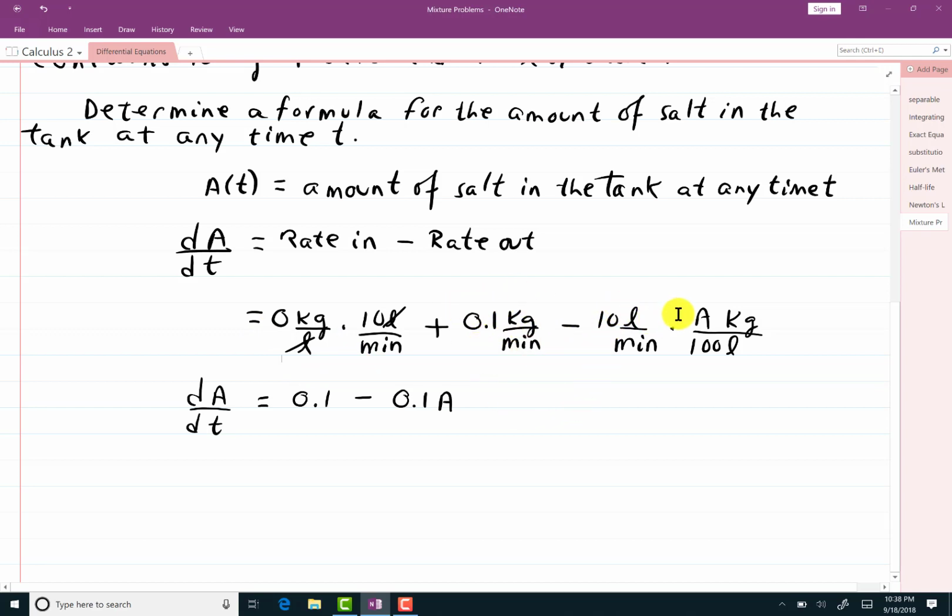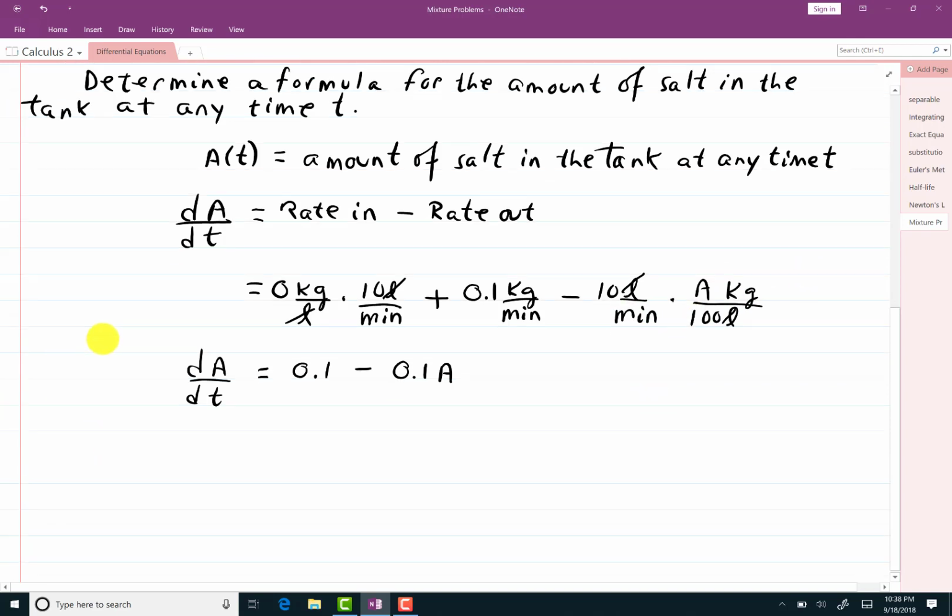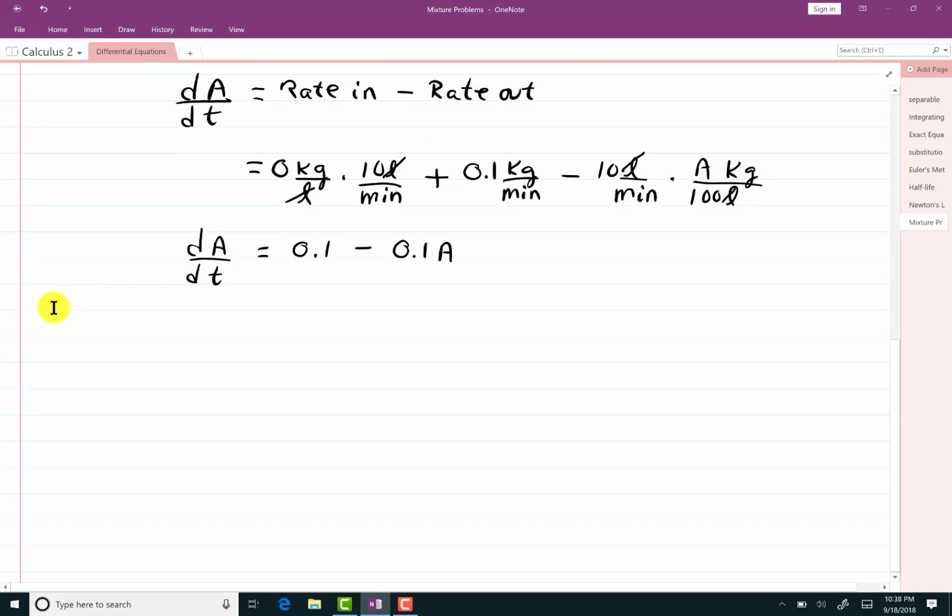And then over here, you can see the same thing. The liters cancel out, and I'm left with kilograms per minute of salt. That's how much is exiting the tank. Well, what you get here is a fairly simple differential equation. You can separate these, but I'll instead use an integrating factor and rewrite it like so.